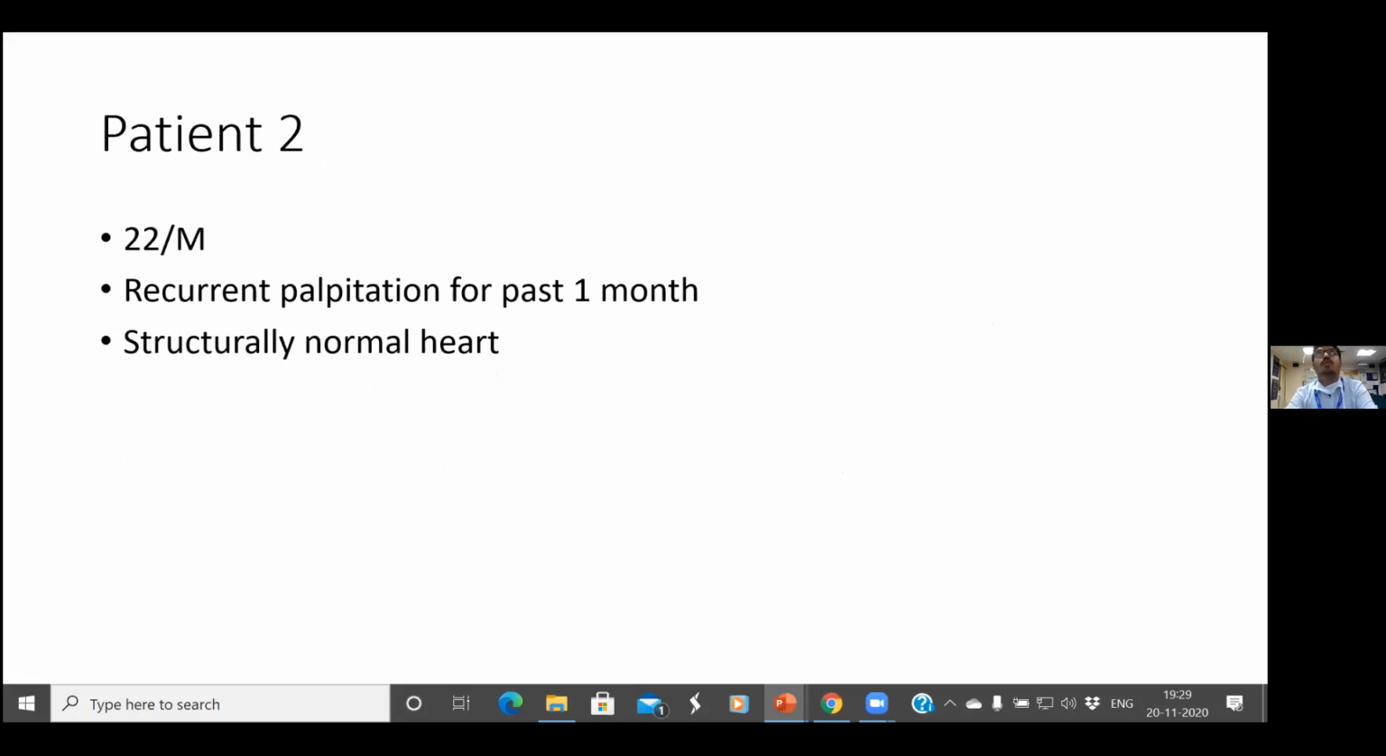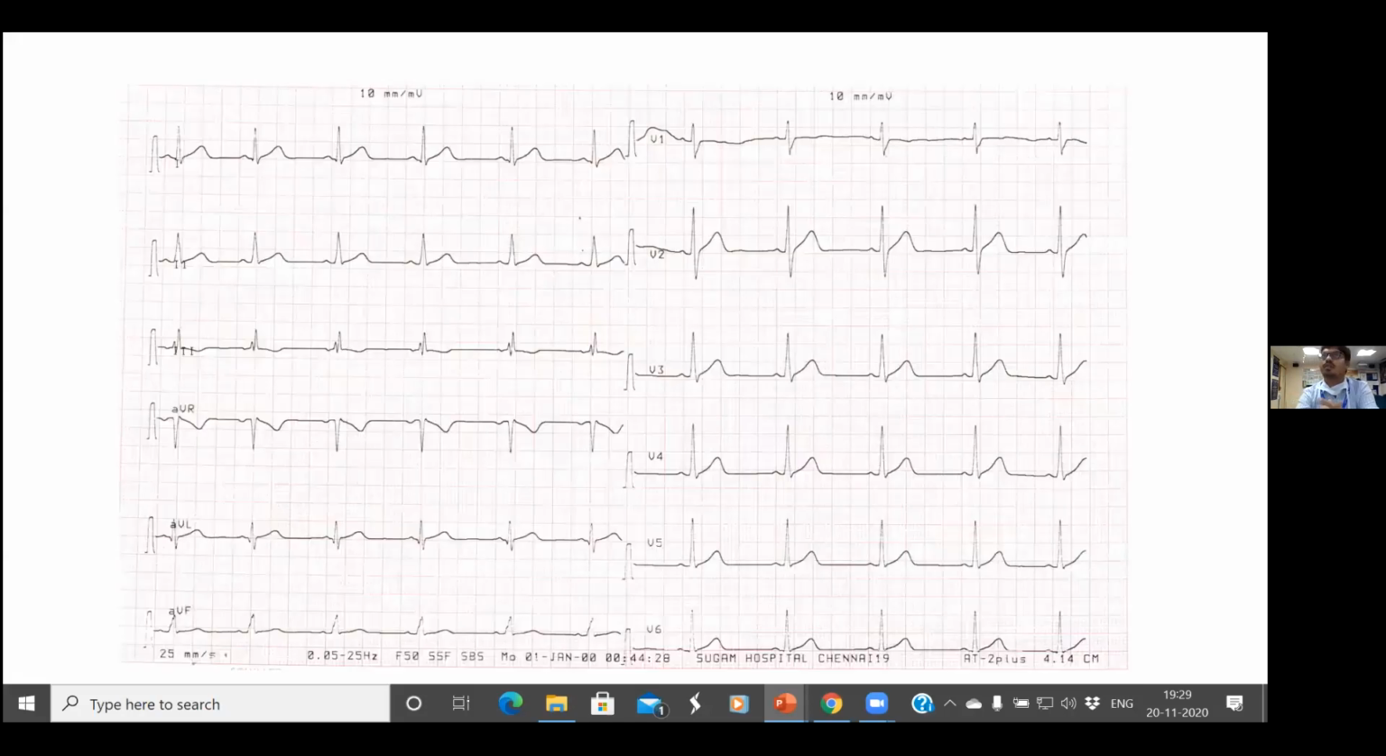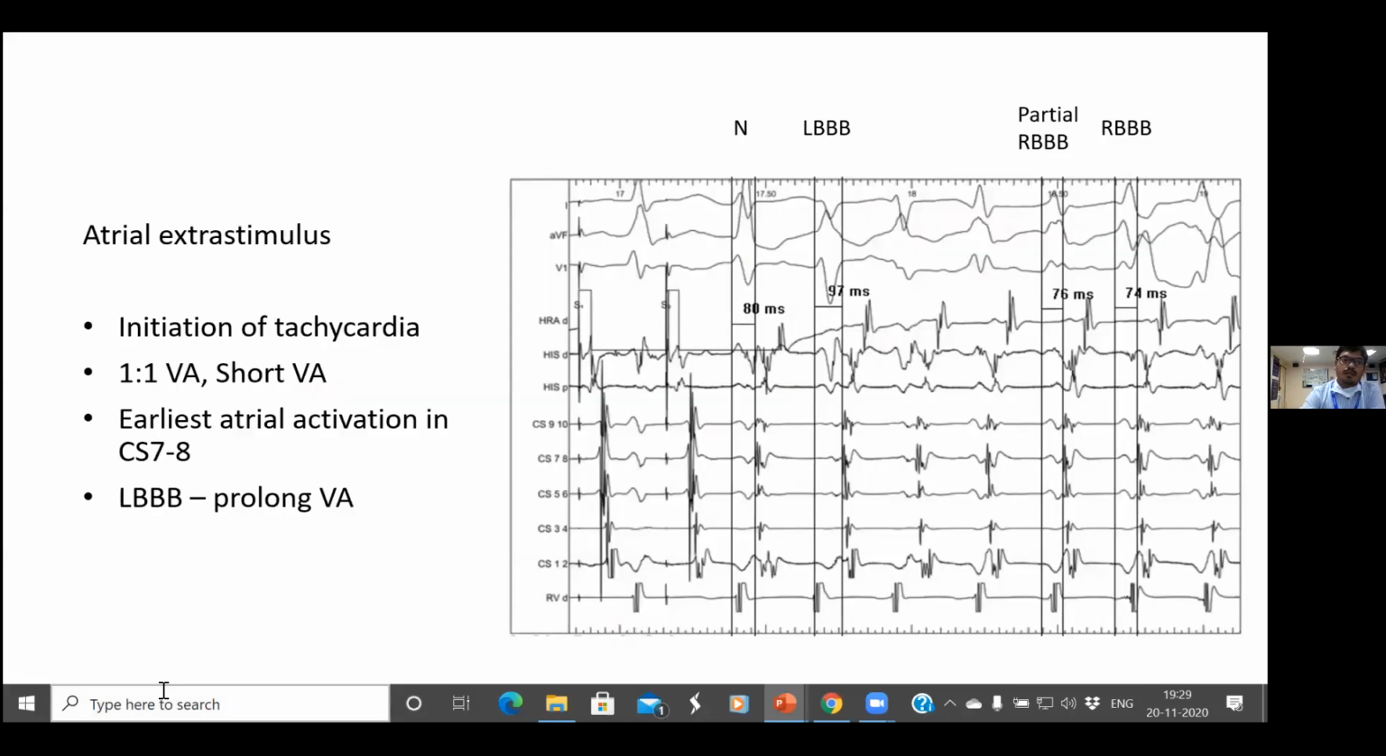So now this is a second case. This is a young male who came to us with a history of recurrent palpitation for the last 1 month, and here the echo was showing a structurally normal heart. So this was the ECG. Here we can see there is no obvious pre-excitation in this case.